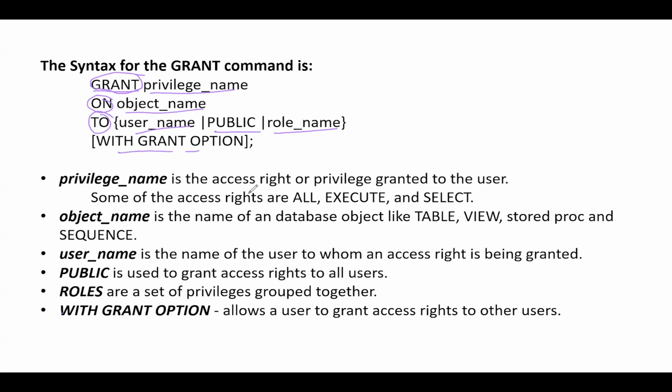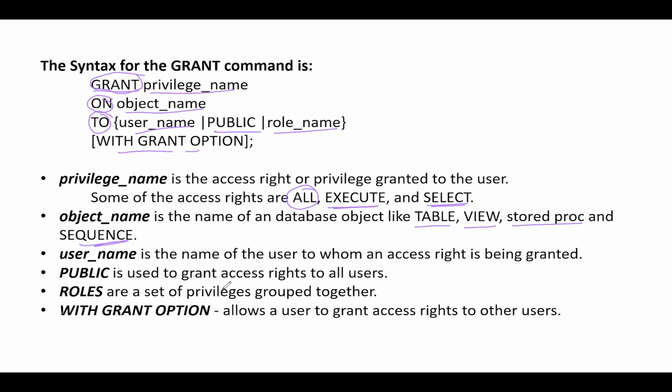So what does this privilege name mean? The privilege name here is the access right, the privilege granted to the user. Whether he's been given all, or execute, or whether he's been given the privilege name as select. So these are the kinds of privilege names you can provide. Next is your object name. Object name is the name of the database object, like a table, whether you are giving it to a particular table, a particular view, or to stored procedures and sequences. So one of them you will mention in the place of object name.